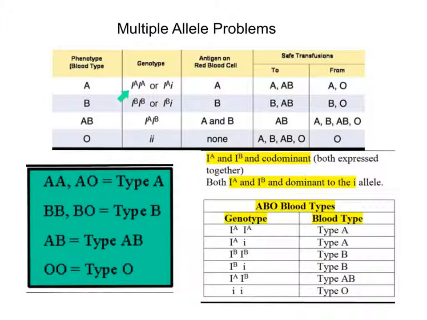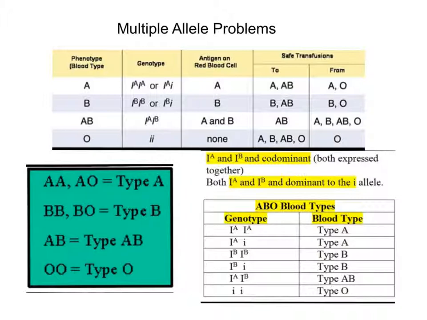The way these are written out is you can receive the A trait from both parents, so you would be I^A I^A, or you could receive an A from one parent and then an O from the other parent. A is dominant to O. Likewise, B can be homozygous for B, or if we have BO, that would be type B blood. AB is if one receives an A from one parent and a B from the other parent. O is if they receive the O from both parents.